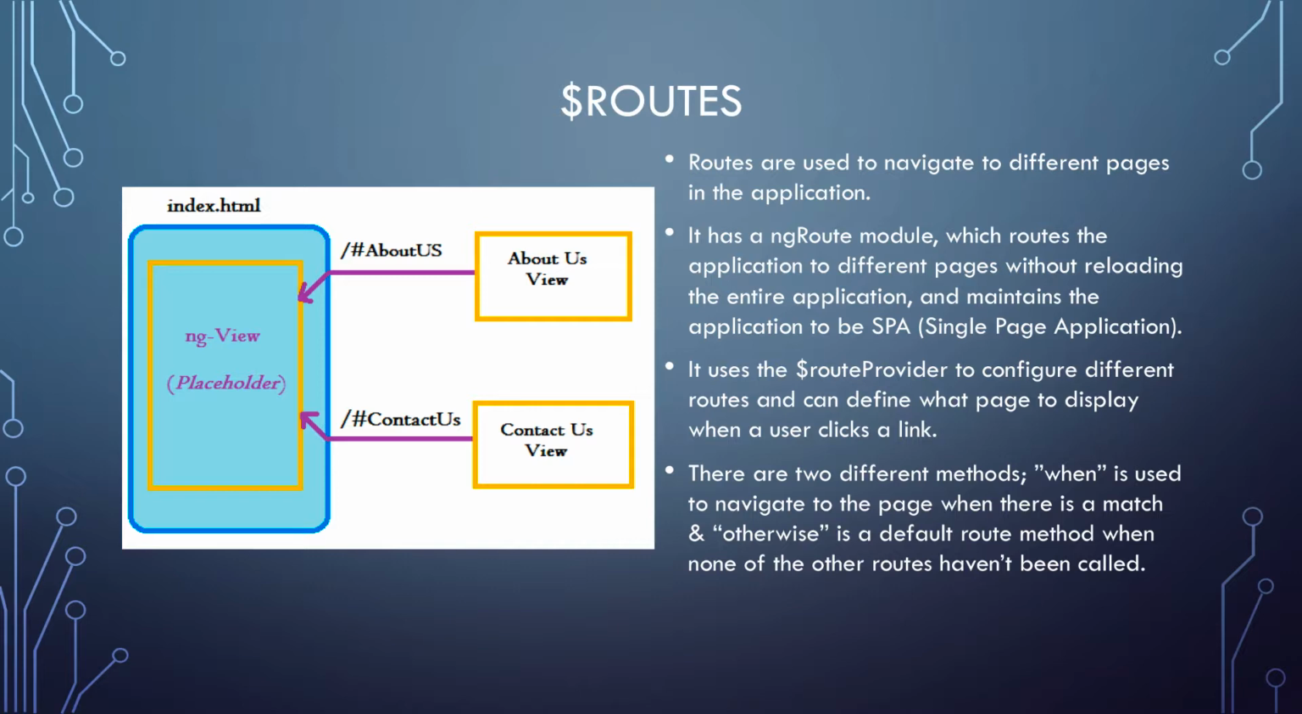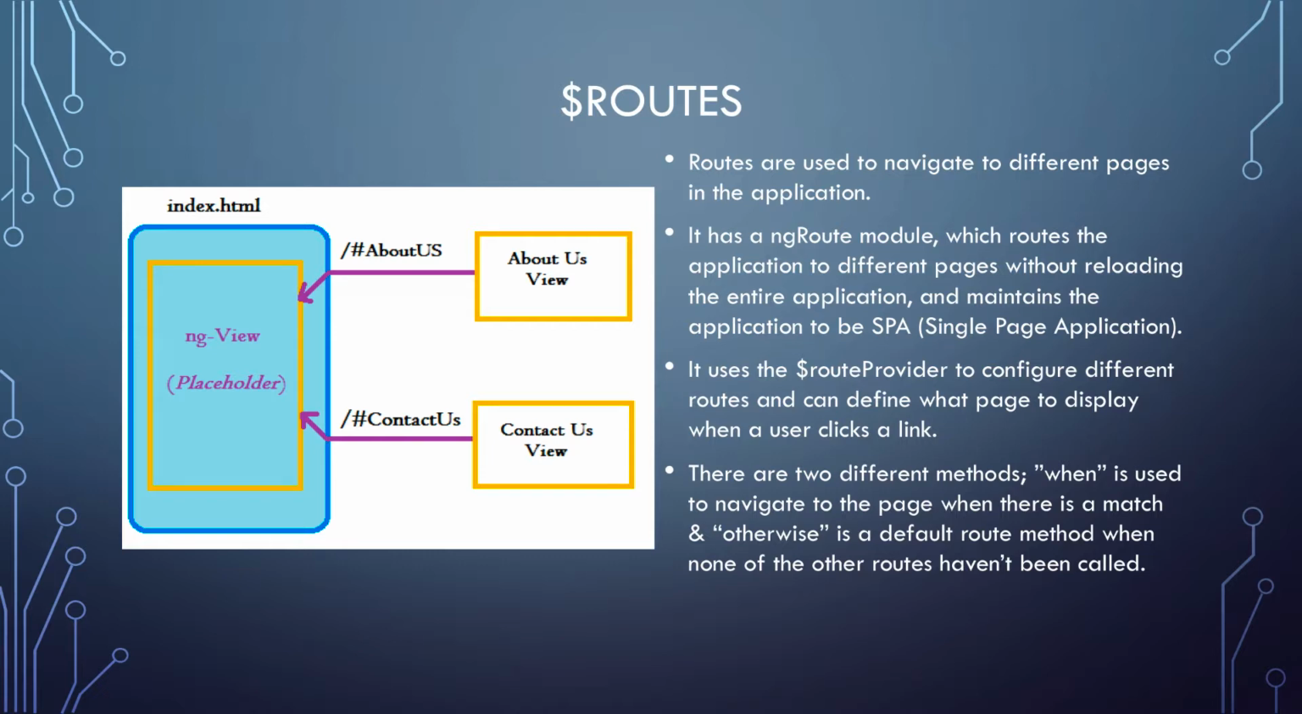The last topic for this video is routes. Routes are used to navigate to different pages in the application. It has an ngRoute module, which is basically a directive, which routes the application to different pages without reloading the entire application and maintains the application as a single page application. It uses the route provider to configure different routes and can define what page to display when a user clicks a link. There are two different methods: one used to navigate to the page when there is a match, and otherwise is a default route method when none of the other routes have been called.